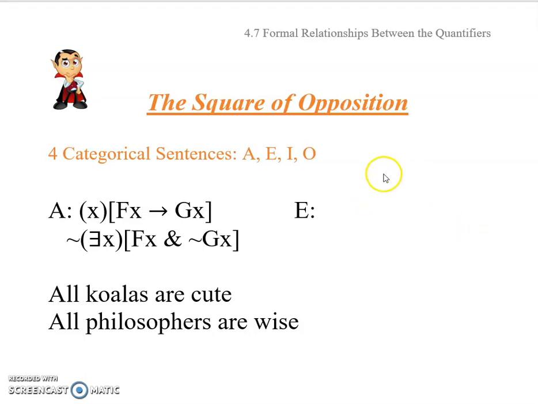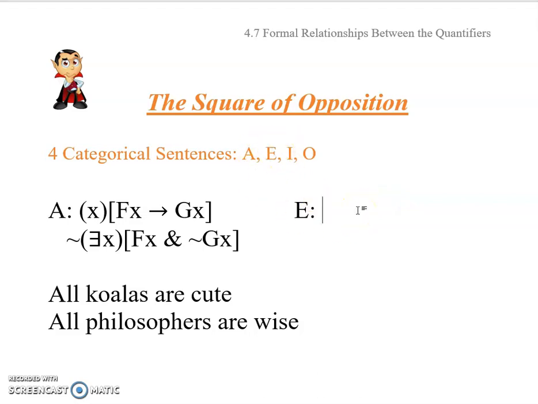Alright, Logic fans, welcome to video 4.7c, and we're going to pick up right where we left off. We're introducing the four categorical sentences, and after we've introduced them, we can talk about the relationships between them, and that's going to be made manifest by being able to switch between the quantifiers and to state each categorical sentence in terms of both quantifiers. So let's continue on and introduce the E sentence.